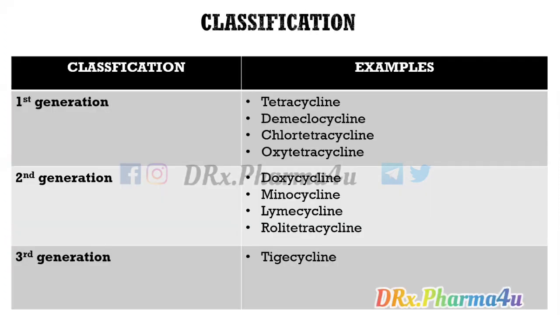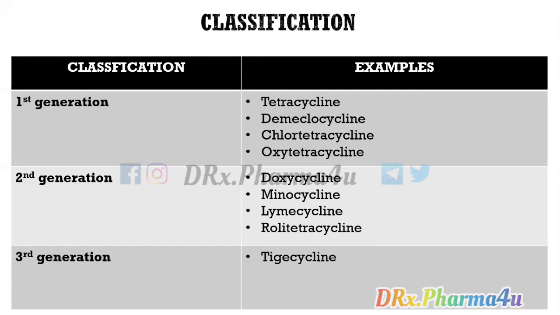If you classify tetracyclines, we have first generation, second generation, and third generation. This classification is based on the source of origin. First generation is usually a natural source. Second generation is a semi-synthetic source. And the third generation is purely synthetic in nature. In first generation, we have tetracycline. We have demeclocycline, which is not very commonly used nowadays. We have chlortetracycline and oxytetracycline.